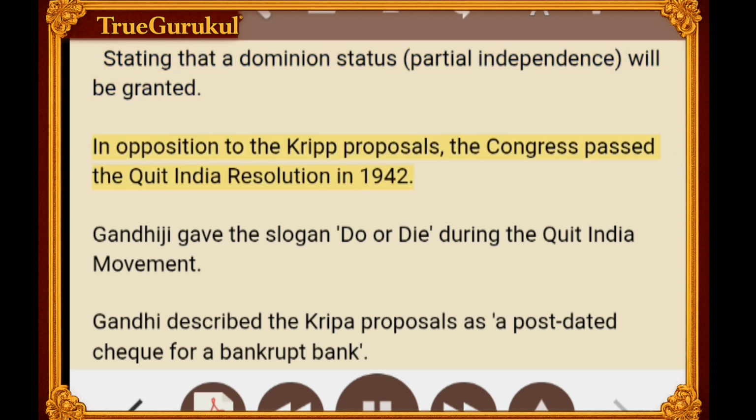In opposition to the Cripps proposals, the Congress passed the Quit India resolution in 1942. Gandhiji gave the slogan "Do or die" during the Quit India movement. Gandhi described the Cripps proposals as a post-dated check for a bankrupt bank.